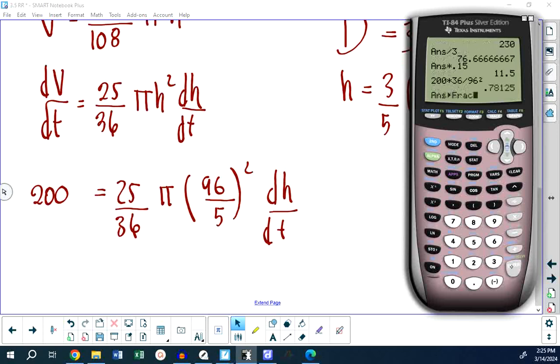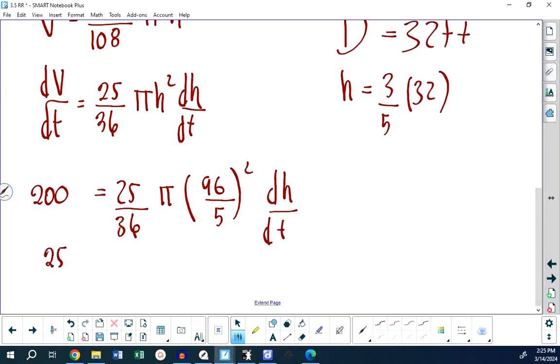That's a nice fraction: 25/32, and it will be over pi. So I just want to double check. I've taken 200 times the 36. I've divided by the 96 squared, and I've divided by the pi. And I didn't worry about the 25 because this 25 over this 5 squared will be 1. So this is what I'm getting for dH/dt. Seeing no objection, let's just move forward with that.